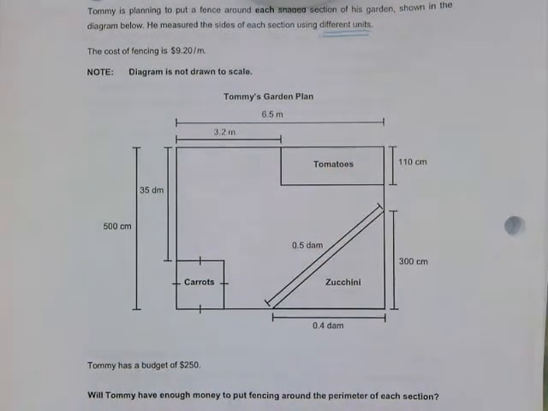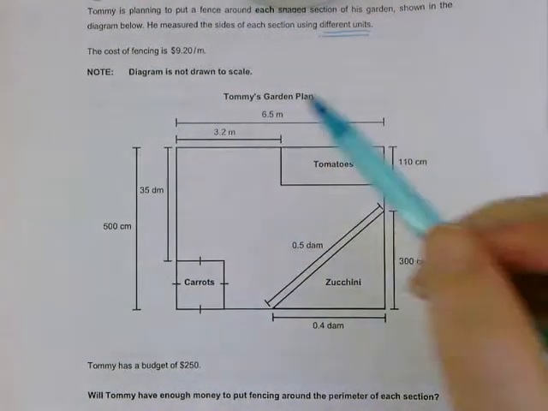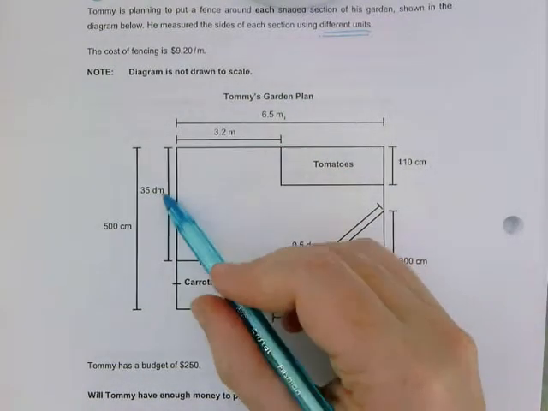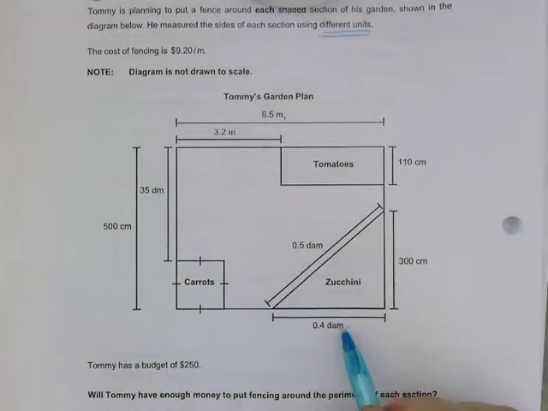Okay, but you would have to be able to pick up on that some of the measurements are in meters, some are in centimeters. You have some over here that are in decimeters. You even have one over here that's in decameters. So you would need to convert them all to one unit before you do your answer. Okay? It says the cost of fencing is 920 meters.